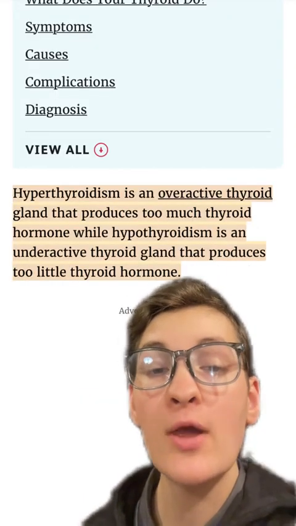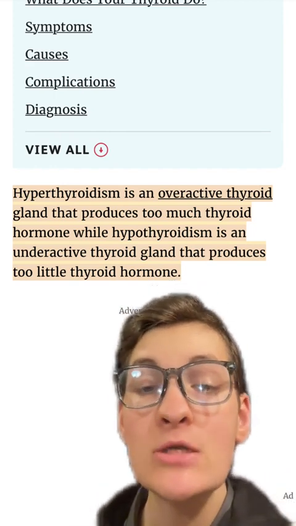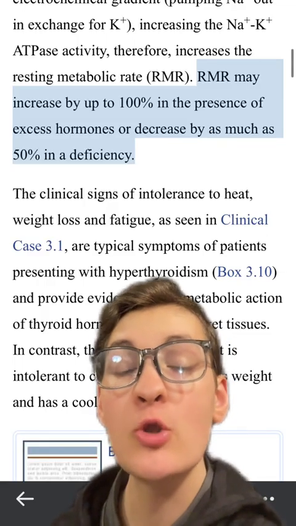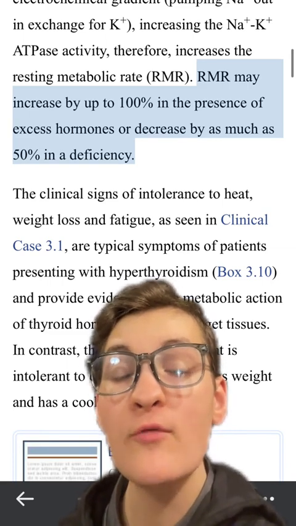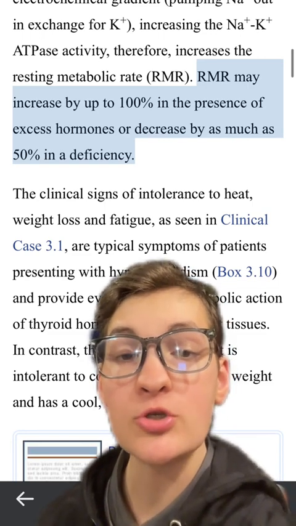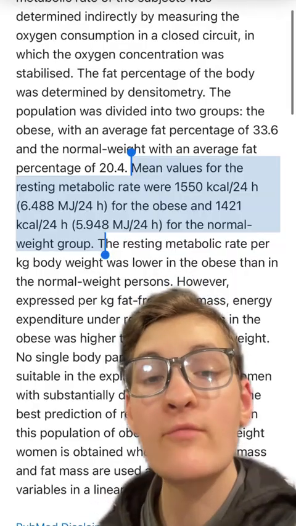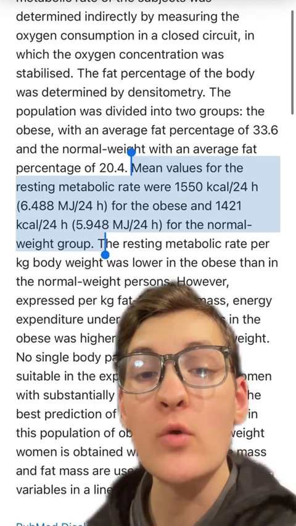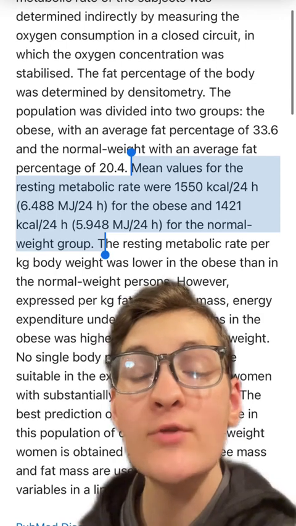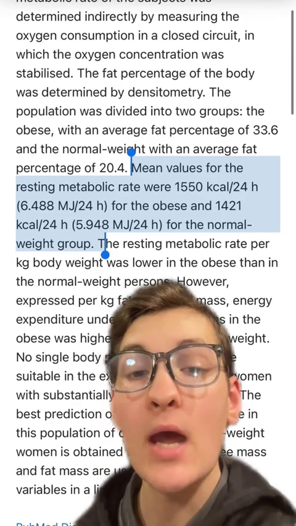As a preamble, hyperthyroidism is the production of too much thyroid hormone, whereas hypothyroidism is an underactive thyroid leading to too little thyroid hormone. With that out of the way, one of the most pronounced and noticeable effects of the thyroid hormones is its control of our metabolic rate. An excess of thyroid hormones can up to double our resting metabolic expenditure, whereas a deficiency can cut our resting metabolic expenditure in half. The average female has a resting metabolic rate of 1,421 calories, meaning at the most extreme level, this can be cut to 710 calories in hypothyroidism, or be close to 3,000 calories in hyperthyroidism.